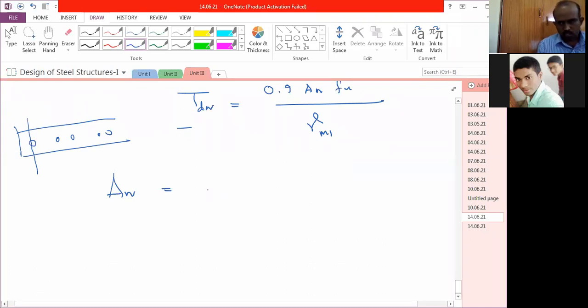So total cross-sectional area, how much? 60 into 10. That is the gross area minus the bolt hole area. How much? So that is an 18 mm bolt hole, 18 mm minus 10. Okay, so that's all. Please tell me the answer. 60 into 10 is the gross area, minus the bolt hole of 18 mm.